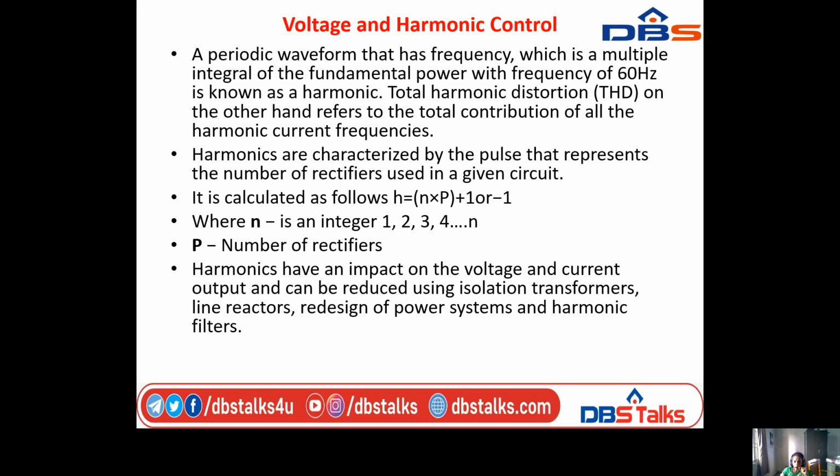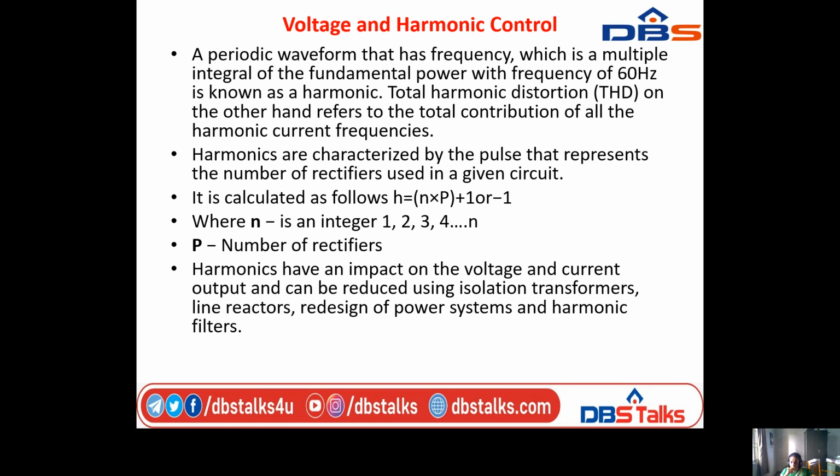The harmonics are characterized by the pulse number, which represents the number of rectifiers used in a given circuit. It is calculated as H equal to N into P plus or minus 1. Here N is an integer, that is 1, 2, 3, 4 and so on, and P means the number of rectifiers.